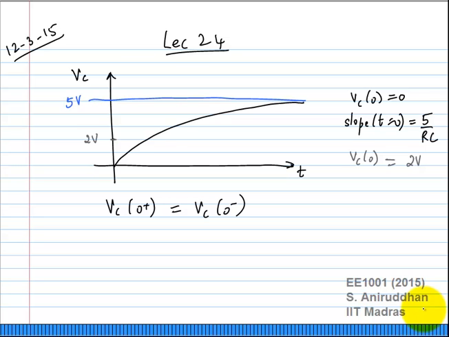Remember that the capacitor has a differential relationship. If Vc of 0 plus was different from Vc of 0 minus, there needs to be an infinite current flowing through the circuit, which is not possible in most cases. There are very specific cases where it is possible, but in the majority of cases that is not possible. So you apply this condition, Vc of 0 plus equal to Vc of 0 minus, which is why we will say that Vc of 0 is 2 volts. Your voltage would have been 2 volts before when t is less than 0, and it will start off from 2 volts, and then you will get an exponential. What is the final voltage across the capacitor?